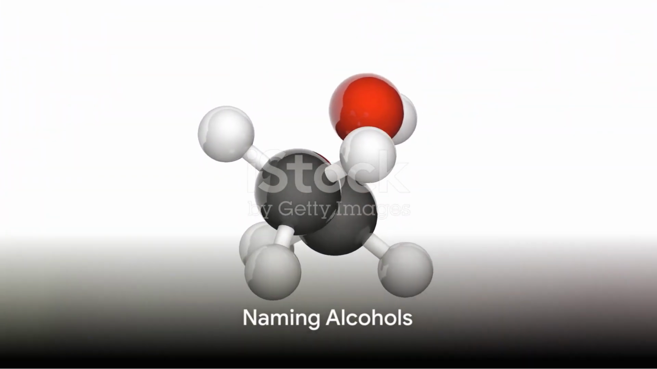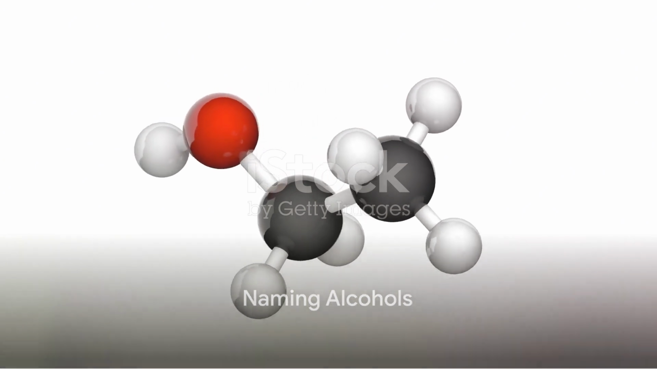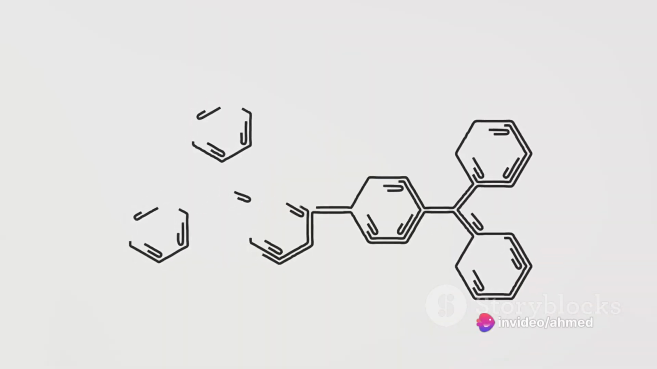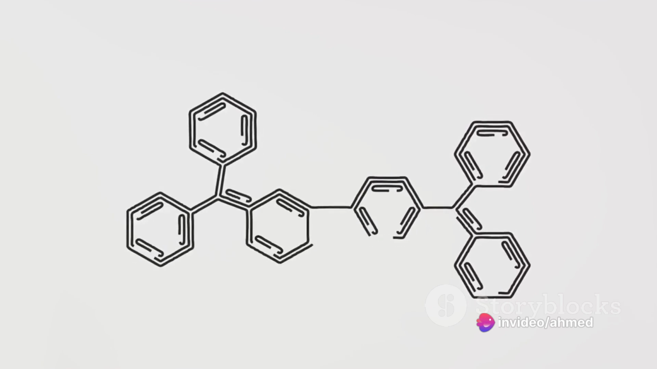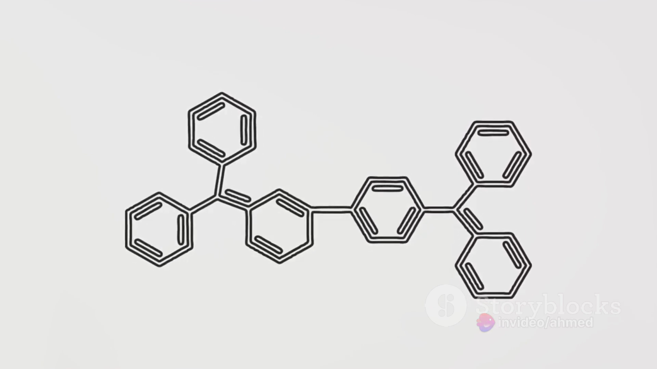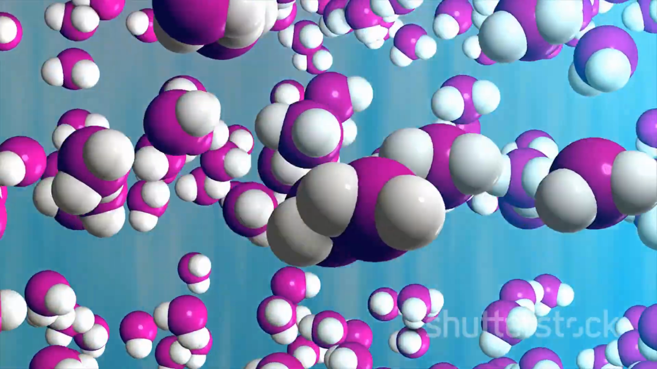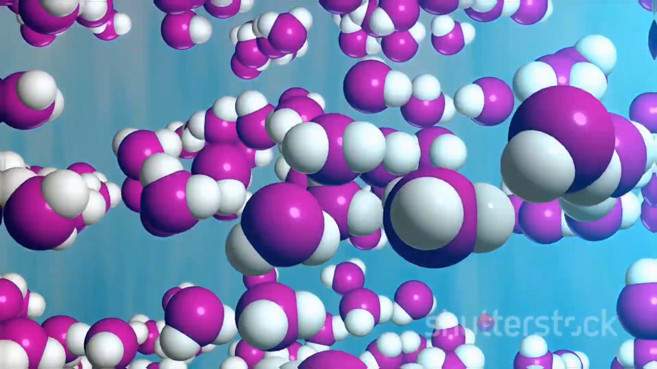Our next category is alcohols, where the longest carbon chain containing the hydroxyl group is named. From methanol to decanol, the names are based on the number of carbon atoms in the chain. The position of the hydroxyl group is indicated with the lowest possible number, as in 2-propanol or 2-butanol.